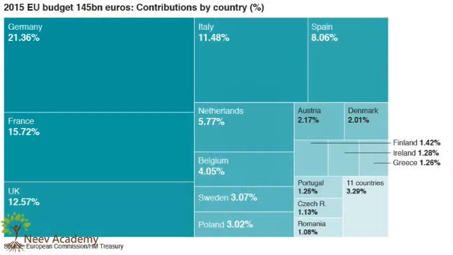After that, many other colors got mixed into it, that is another matter, we do not need to go into it right now. So this is the 2015 budget of the EU, a total budget of 145 billion euros. Germany is the biggest contributor at 21.36%, France is at 15.72%, and UK is at 12.57%. That means 12.57% of the money received by the European Union for its budget in 2015 was given by the UK. You can look at Greece here. Greece is a measly 1.26%.